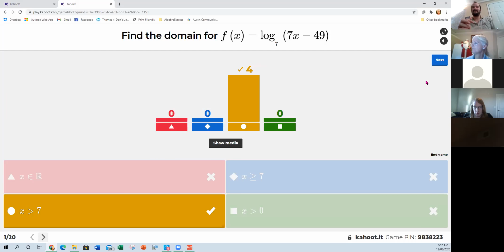Yay! All right. So everyone that answered the question got it. You just take whatever is after the log, and you can't take the log of anything 0 or under. So it has to be x is greater than 7.